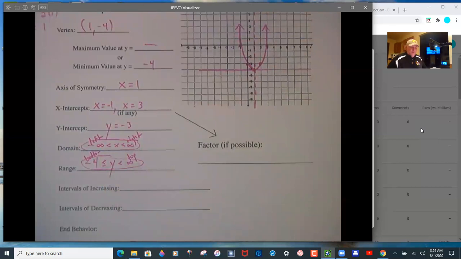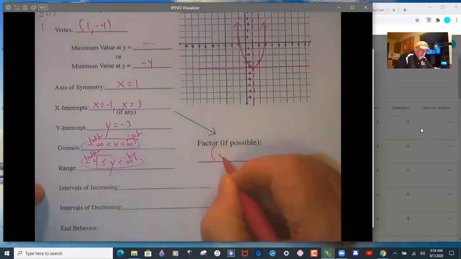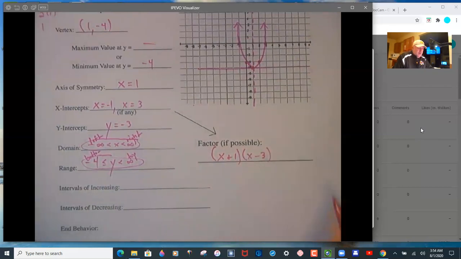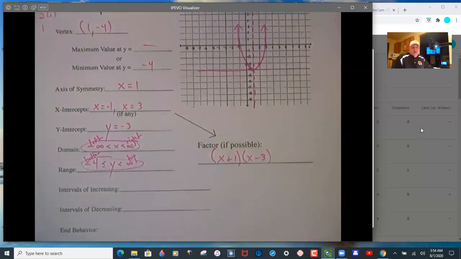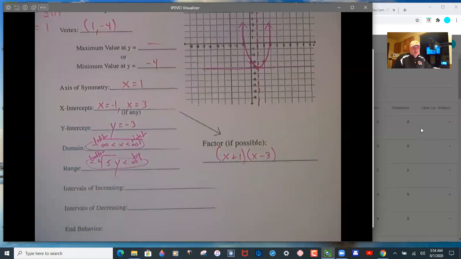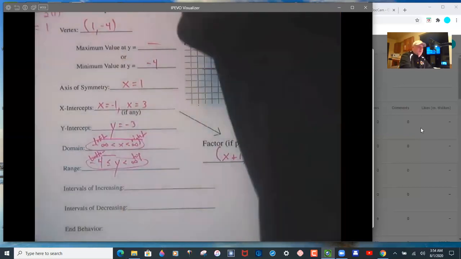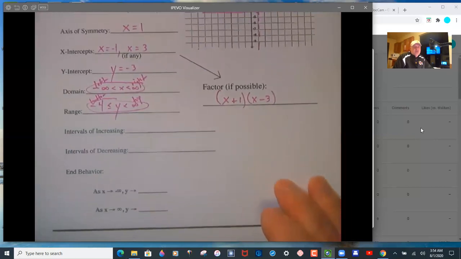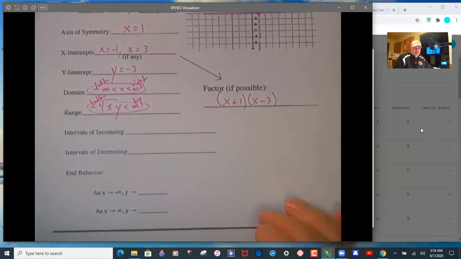Factor if possible. I am just going to put this down. This is not going to be on your first quiz. To see if you can start figuring out how factoring is related to the x-intercepts. There is a rule. And right at first you go, oh, well, I think I have it. It looks pretty simple. And actually it is for the most part, but when you get to some fraction x-intercepts, it's a little bit harder.